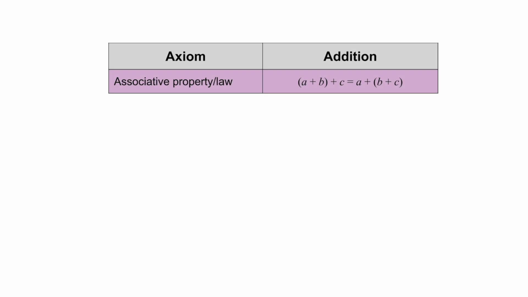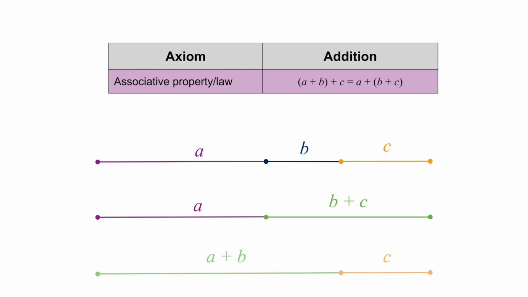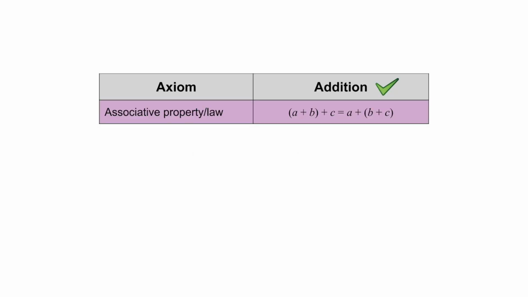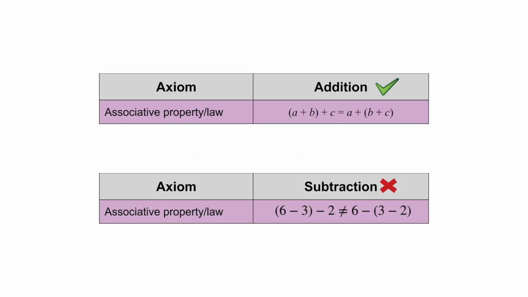We can also demonstrate the associative law for addition by comparing the total length of lines and seeing that they are the same. While addition is associative, subtraction is not. That is, 6 minus 3 then minus 2 is not equal to 6 minus the difference of 3 and 2. We will come back to this later too.